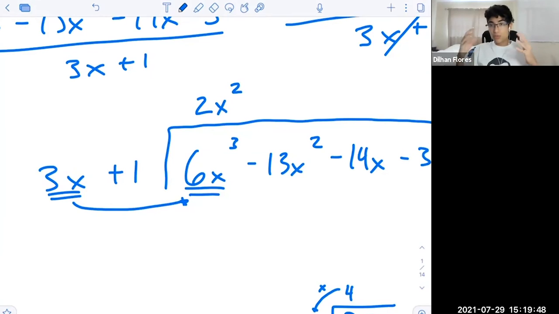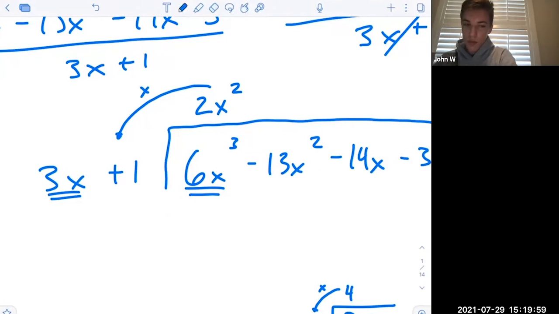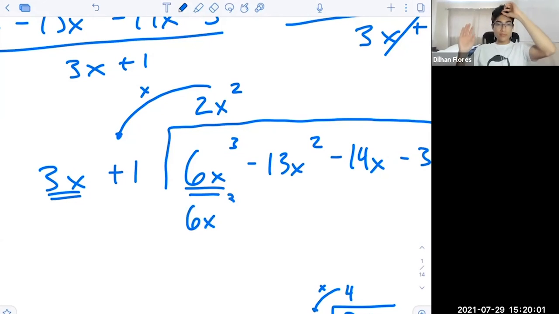But what you do to one part, you must do to the other. So you also need to multiply the 1 by 2x squared. So let's write all that below. So underneath we have the 6x cubed. We already got there, right? And then we also need to add 1 times 2x squared, right? So we're just going to add what? 2x squared.